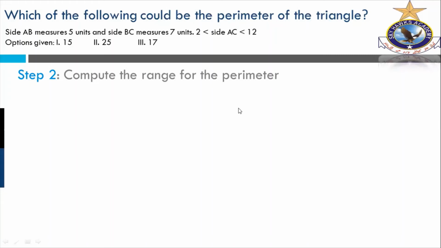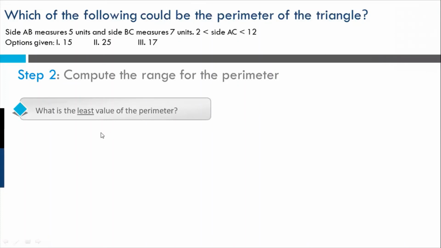And if we are thinking about the longest side, AC is the longest side. Once again, the length of this longest side AC must be less than 12, not even equal to 12. So from here, we can almost say something about the perimeter. Let's see. What is the least value of perimeter?